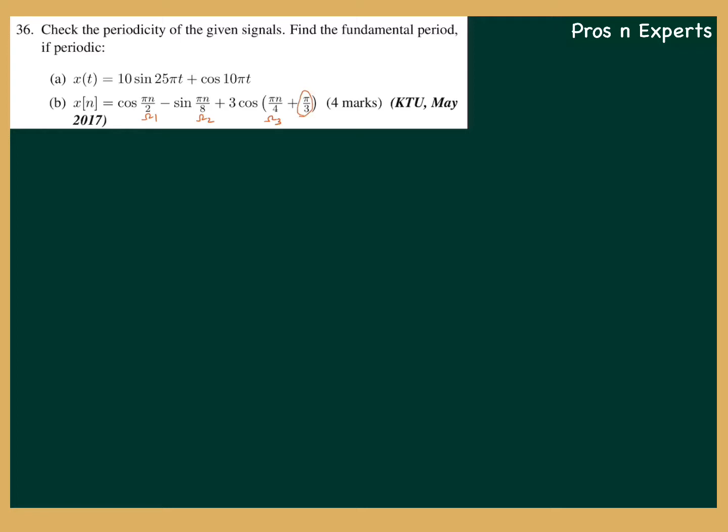First our aim is to check whether this signal x of n is periodic or not. For that we take omega 1 and divide it by 2 pi. What we get is pi by 2 pi, which is equal to 1 by 4, which is a ratio of integers.